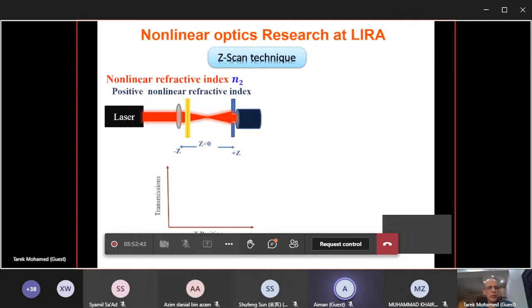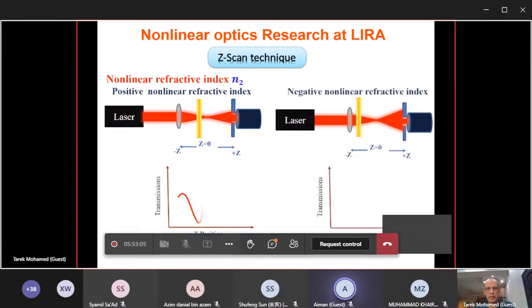For the nonlinear refractive index, the material could have a positive nonlinear refractive index. If we move the sample in this direction, we get this transmission curve. We can find a peak, valley, and peak. If we have such a structure, we characterize the material as a positive nonlinear refractive index material. For a negative nonlinear refractive index, the transmission is different: we have a valley and a peak.